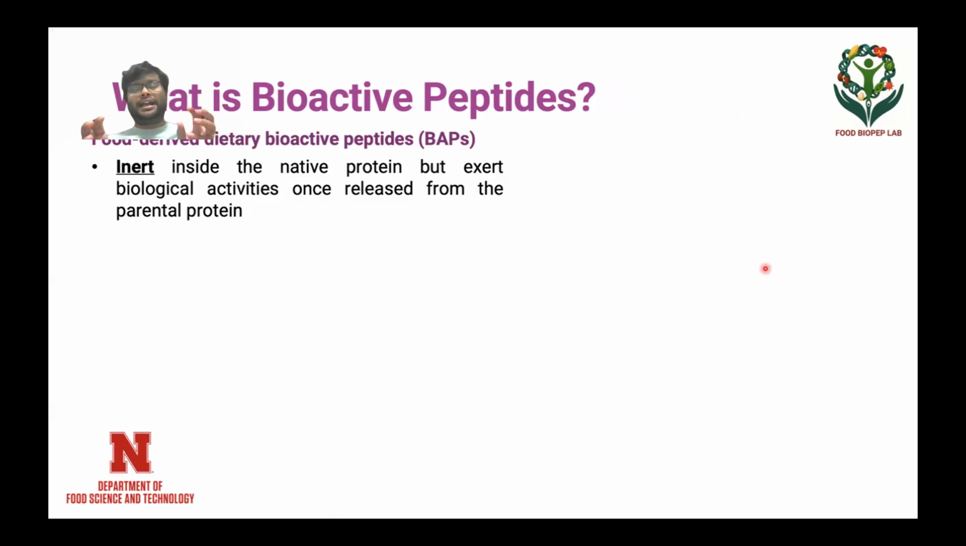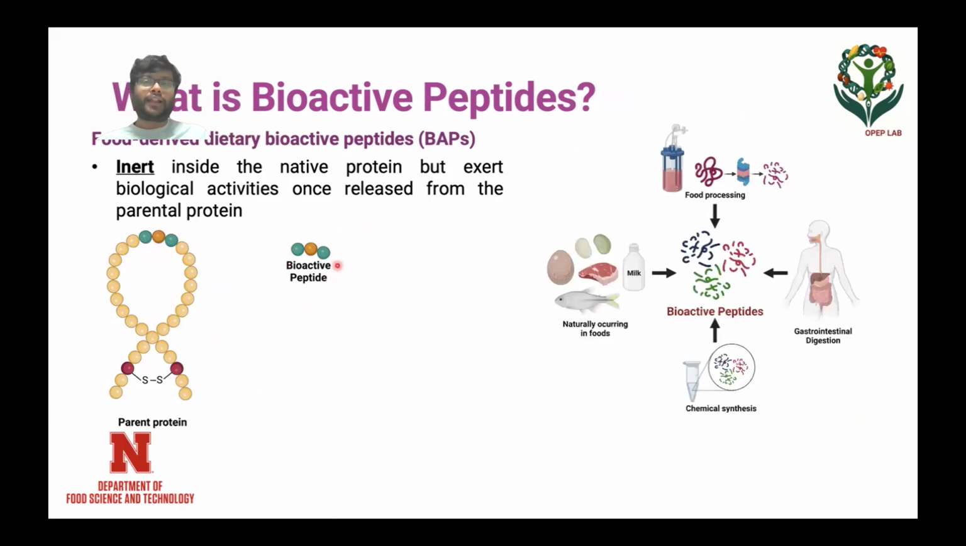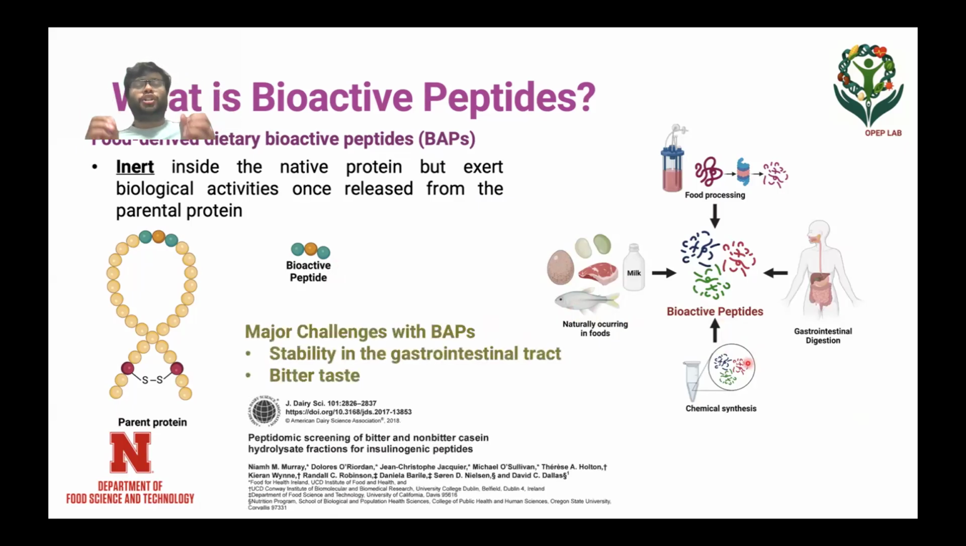These peptides are generally inert in their native protein sequence. That means if this is the parent protein, this specific sequence may be bioactive, but it will not show any activity until it gets out of this protein, and then you see the biological effect. Now, these peptides can be produced through food processing, can be produced during gastrointestinal digestion, can be naturally occurring in foods, or we can also produce them through chemical synthesis. But the major challenge of these bioactive peptides, or BAPs, is their stability in the GI system.